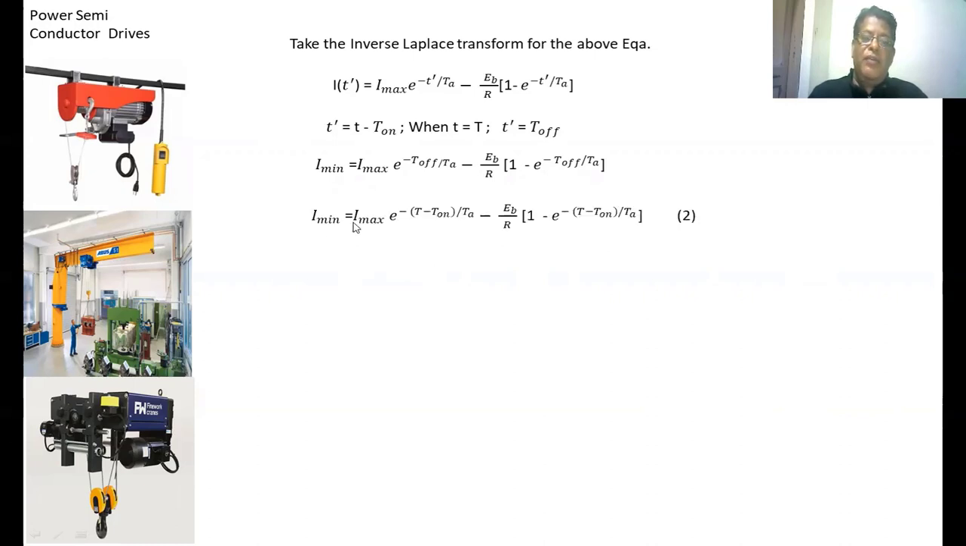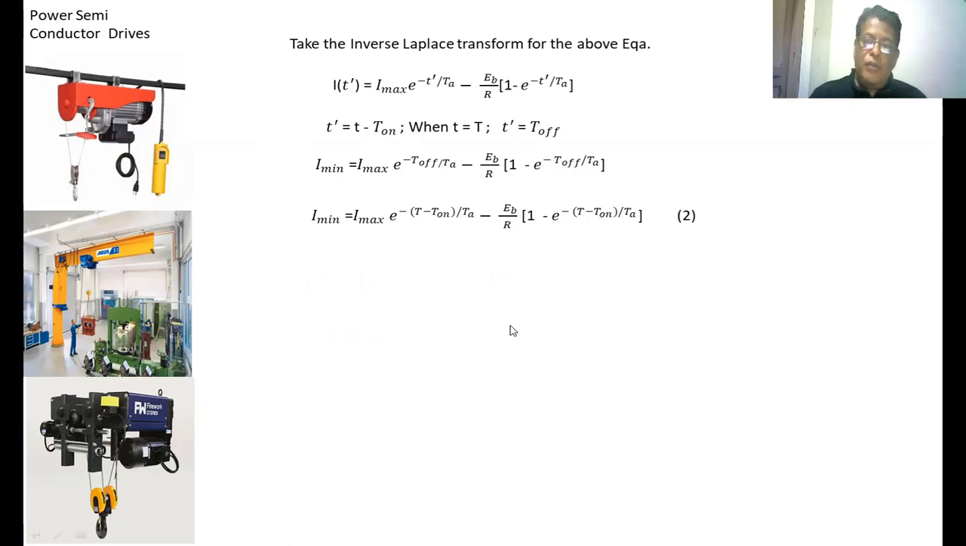We are getting I minimum equal to I maximum into e to the power of minus T on divided by Ta, minus EB by R into 1 minus e to the power of minus (T minus T on) divided by Ta. This is equation 2. We got this equation when we applied KVL with the switch in the off condition.